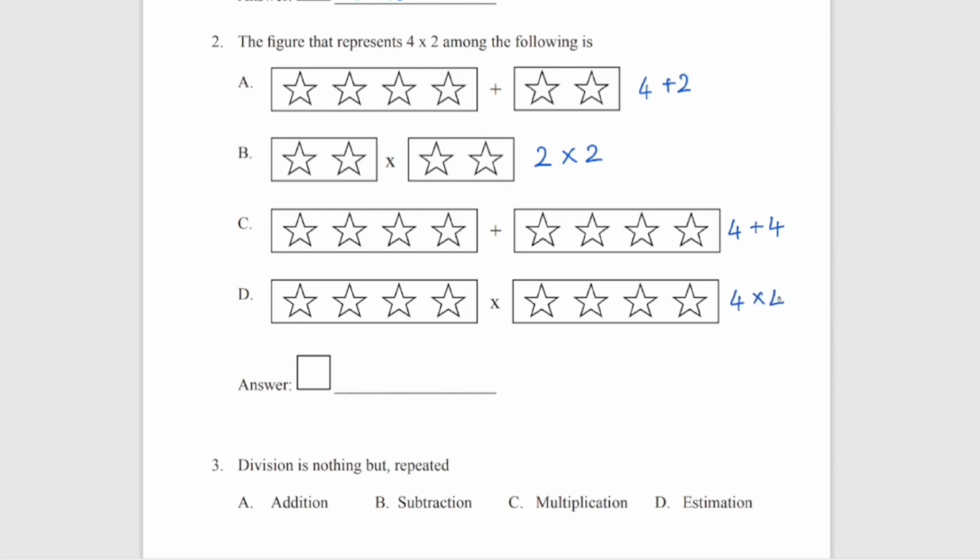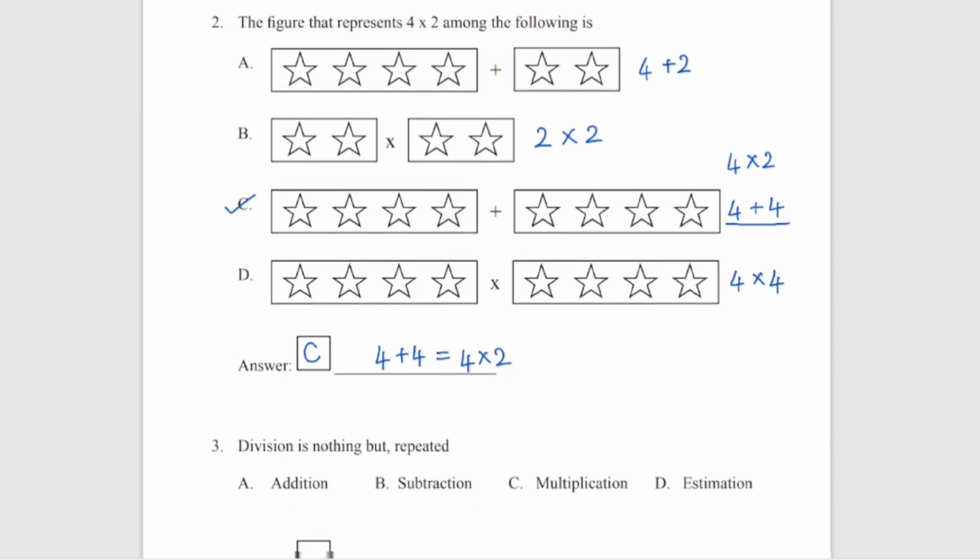Now we have to check what is the correct form of 4 into 2. So what do you mean by 4 into 2? 4 is multiplied with 2 or 4 is added twice, right? So multiplication is nothing but repeated addition. 4 plus 4 can be written as 4 into 2. So that's the right option. So the correct option is C. 4 plus 4 equals 4 into 2.